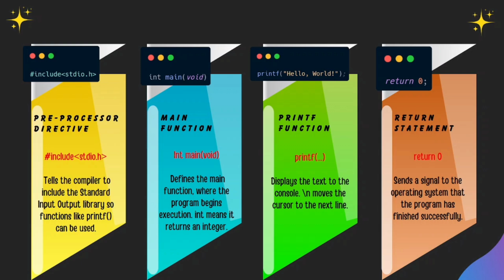For example, we have used printf over here. We have printed the text hello world, and we can only use this because of this stdio.h header file or preprocessor directive. And then the main function. The main function is basically the core part of all the programming languages.